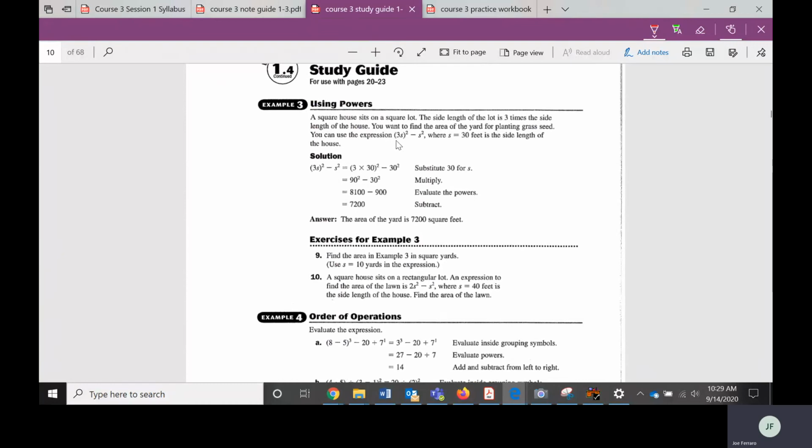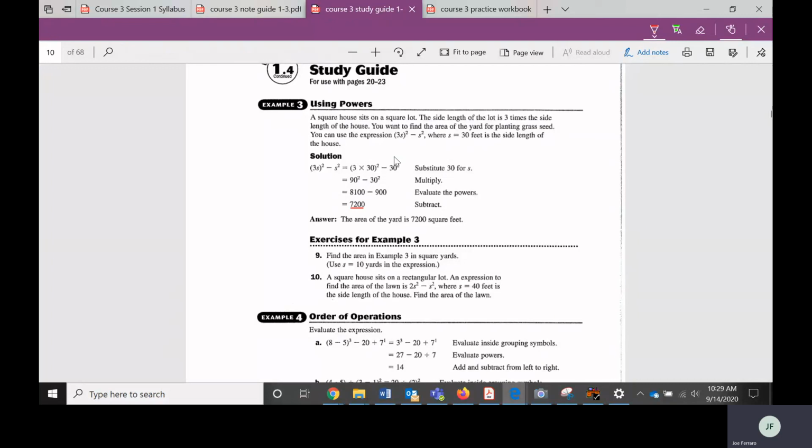It says you can use the expression 3s, what they call quantity squared, or the group of 3s squared, minus s squared, where s equals 30 feet is the side length of the house. Okay, so they give you the side length, you put that in for s. So now, big thing you need to know is that this 3s is in parentheses, and that whole thing is squared. So they do 3 times 30, that's in parentheses. So you have to multiply that first and get 90. Then you can do 90 squared, which is 8100. 30 squared is 900, subtract. Okay? So I just kind of wanted to show you that quick.